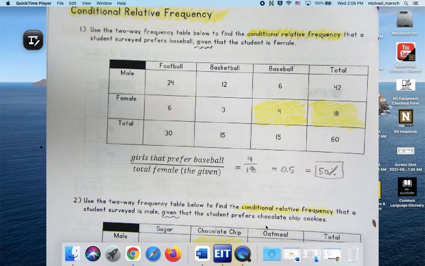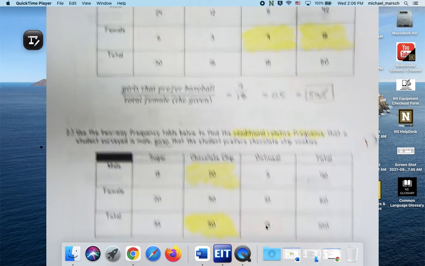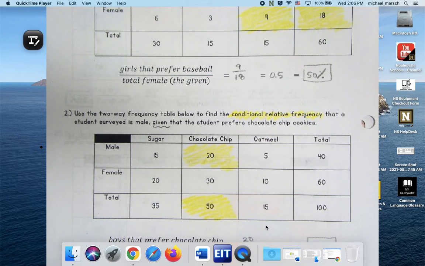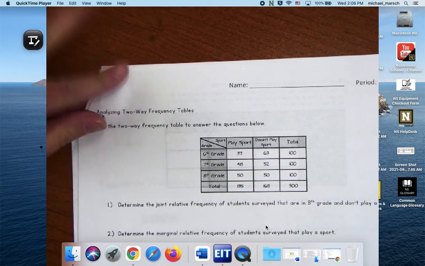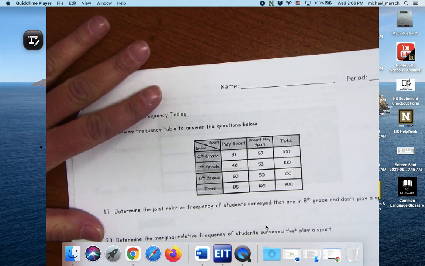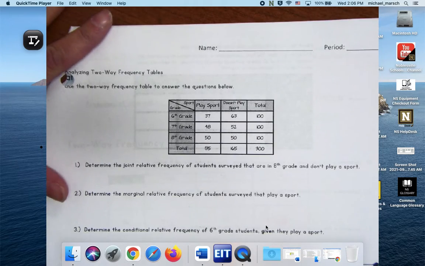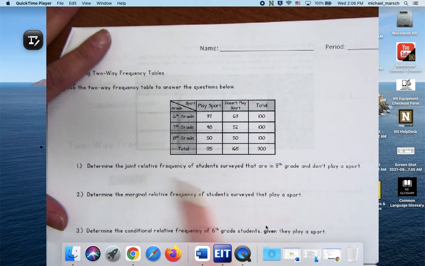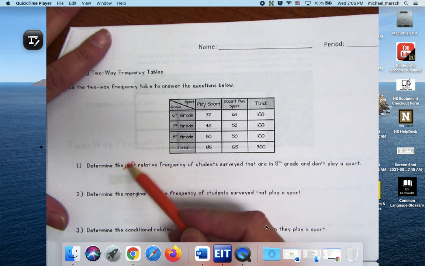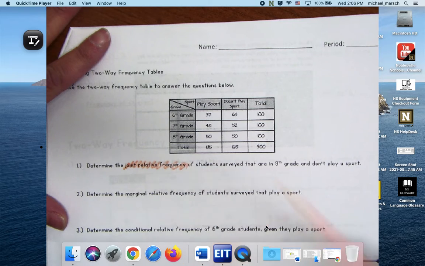Are we gonna have to say if it's over? I'm so glad you asked, Avery. Turn the page. What is this? We have frequency tables, and we have questions asking you to find different frequencies. So, for example, number 1 is joint relative frequency.